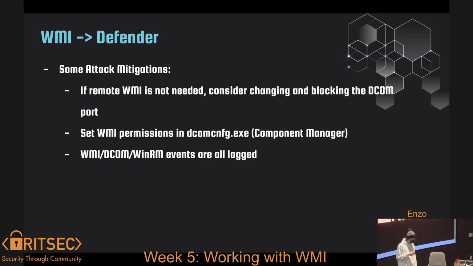And some mitigations against attacks. If remote WMI is not needed, change the DCOM port or block it. If WinRM is not needed, block the port or stop the service. As I mentioned earlier, DCOM config has WMI permissioning, so go to Component Services and check that out. And WMI, DCOM, and WinRM events are all logged to the Windows event log, if you need that.